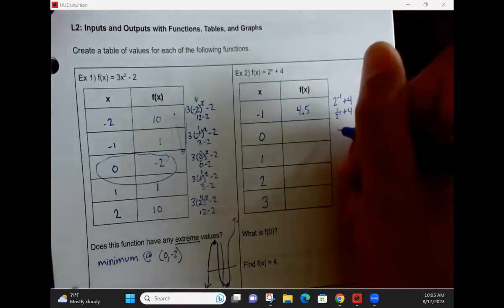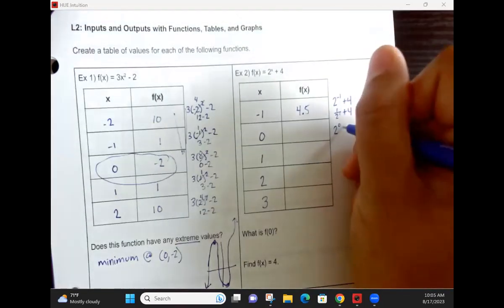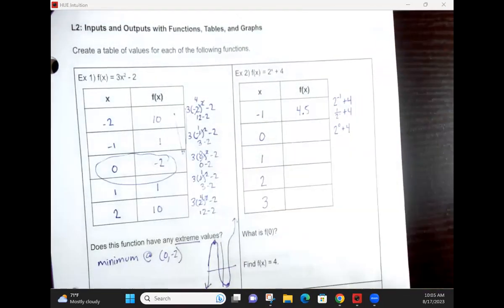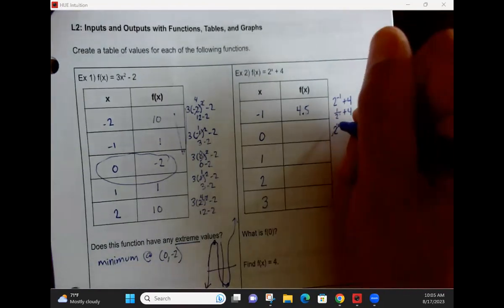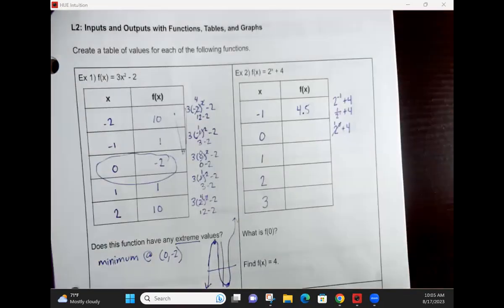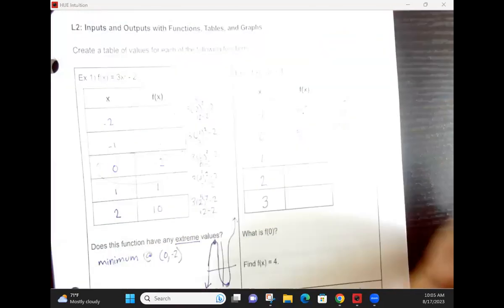And now I'm going to plug in 0. So 2 to the 0 power plus 4. What's 2 to the 0? 1. Anything to the 0 power is 1. There's a little sort of asterisk disclaimer when we take 0 to the 0 power. But 2 to the 0 is definitely 1. 1 plus 4 is 5.